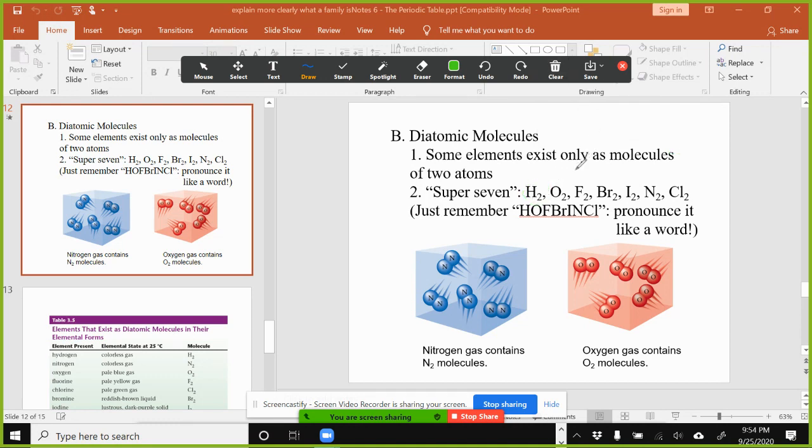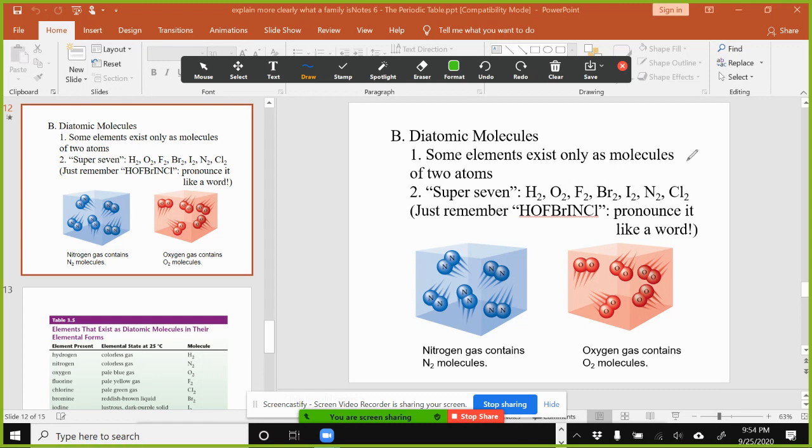So the idea here is that hydrogen, oxygen, fluorine, bromine, iodine, nitrogen, and chlorine, in their pure forms as pure elements, they exist in molecules of two. So pure oxygen has a formula of O2, pure fluorine a formula of F2, pure bromine a formula of Br2, etc. It's just like that. That's just the way it is.